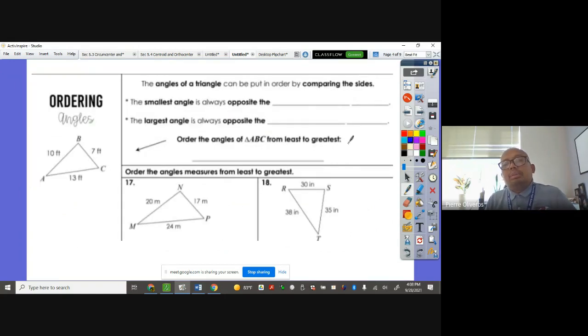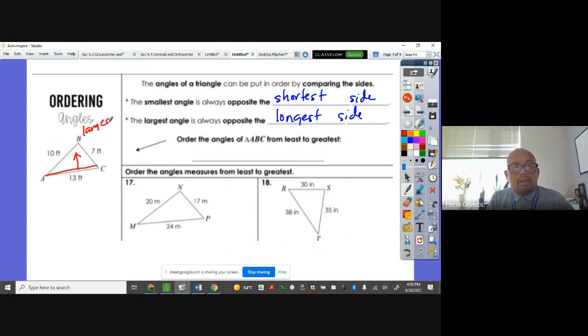Okay. Now let's find the ordering of the angles. The angles of a triangle can be put in order by comparing the sides. The smallest angle should be opposite the shortest side. The largest angle is always opposite the longest side. Say the longest side here is 13, so angle B should be the largest angle here. And the shortest side here is 7, so angle A will be the smallest angle.